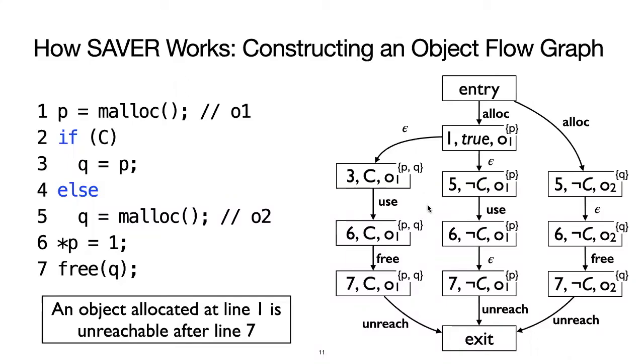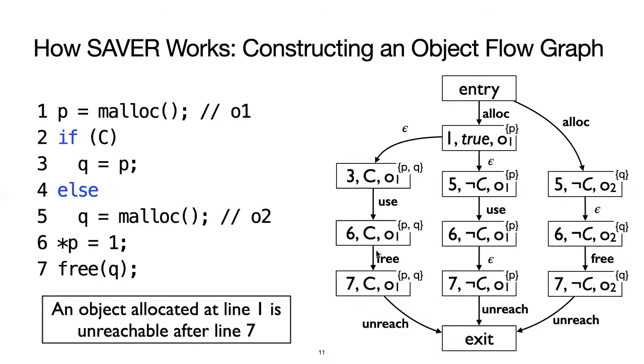A vertex of the graph represents a heap object at a certain program point and a path condition. For example, a vertex here denotes that the object O1 is available at line 6 when the true branch is taken during program execution.